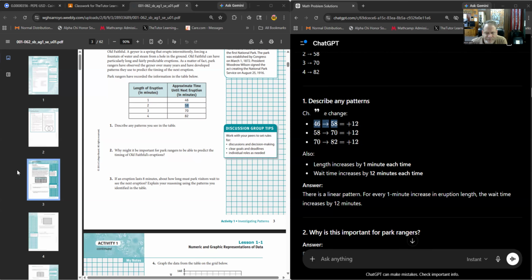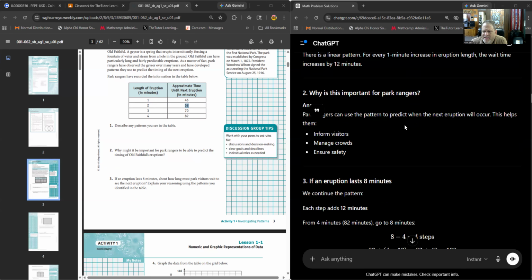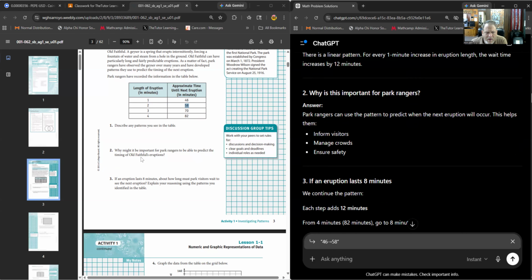Okay, number 2. Why is this important for park rangers? All right, so why would it be important for park rangers to be able to predict the timing of Old Faithful's eruption? Well, they can use the pattern to predict when the next eruption will occur. This will help them inform visitors, manage crowds, and ensure safety.